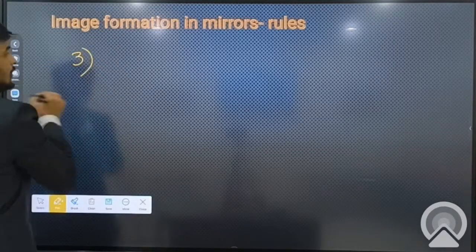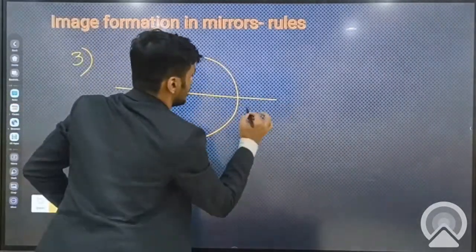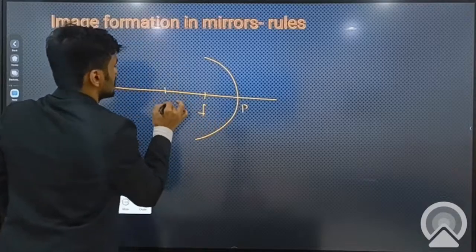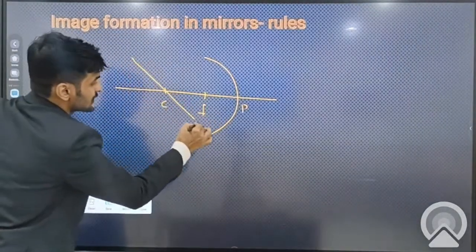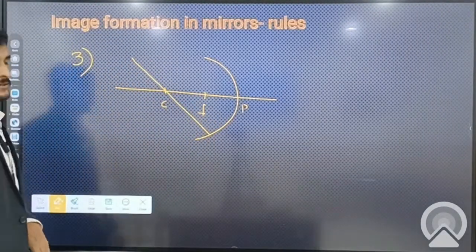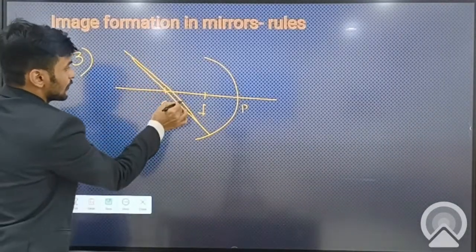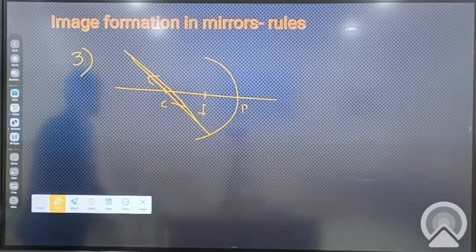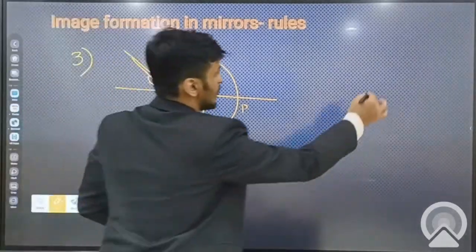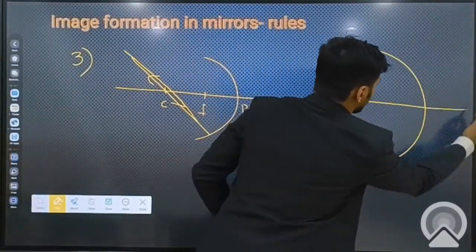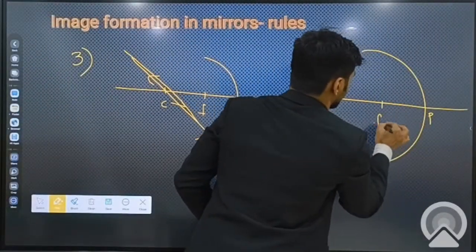Okay. Third rule, this is very simple. Pole, focus, center. If a ray is passing through the center, what will happen? It will retrace the same path. Okay, it will retrace the same path. Clear?